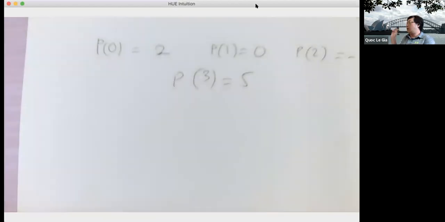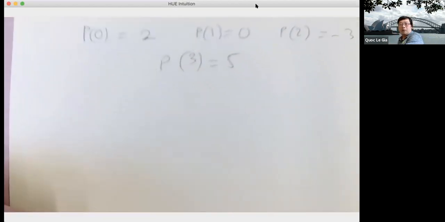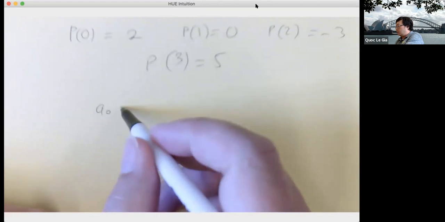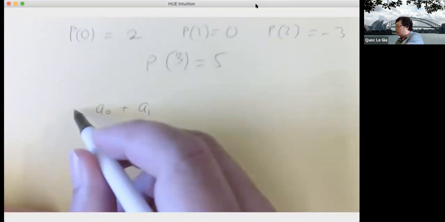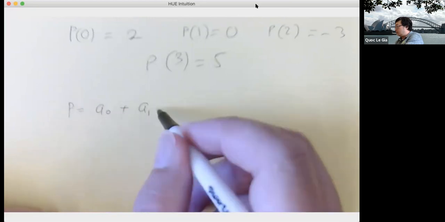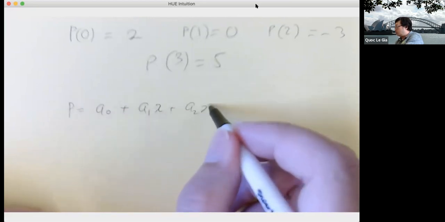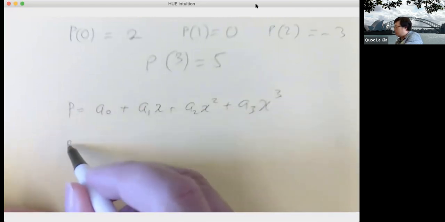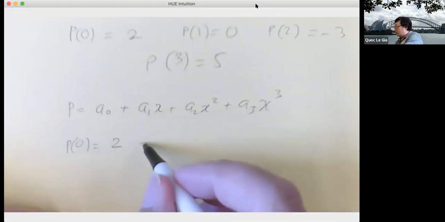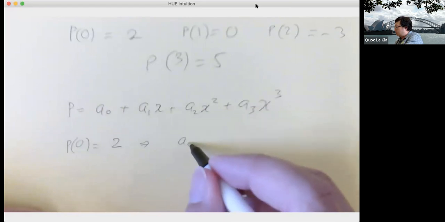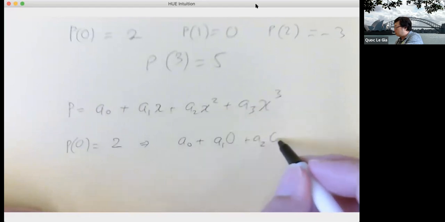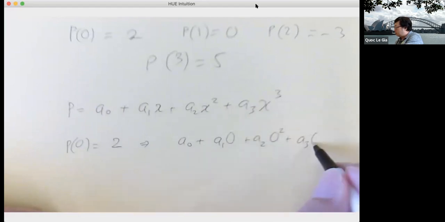So what I'm looking for is A0 plus A1. I'm looking for P like this. So P is A0 plus A1x plus A2x squared plus A3x cubed. Yeah. And now P0 equal 2. So I have A0 plus A1 times 0 plus A2 times 0 squared plus A3 times 0 cubed equal 2, right? Yeah.